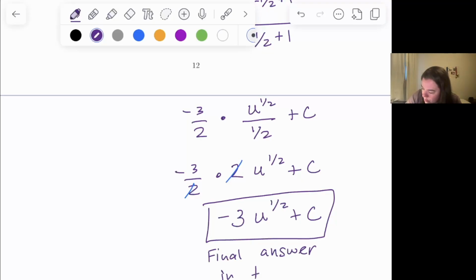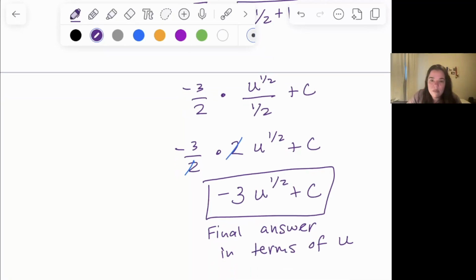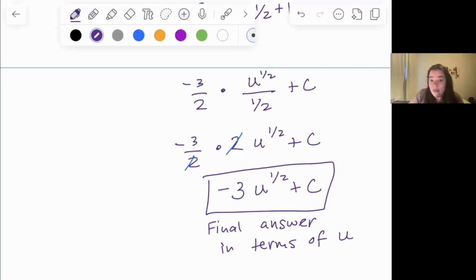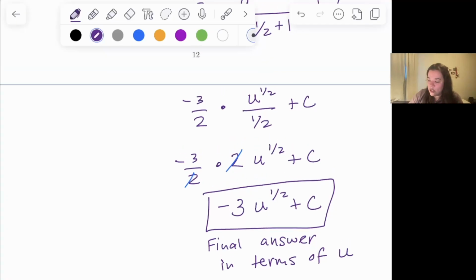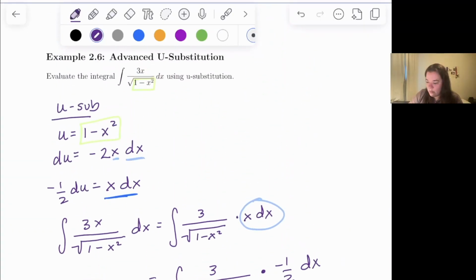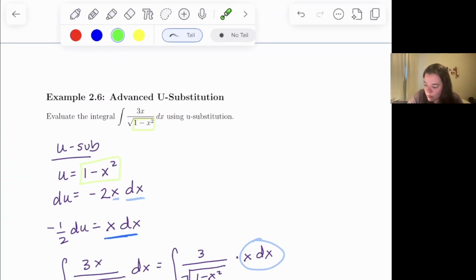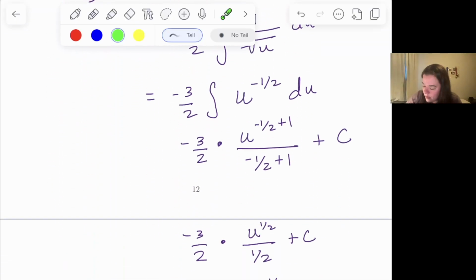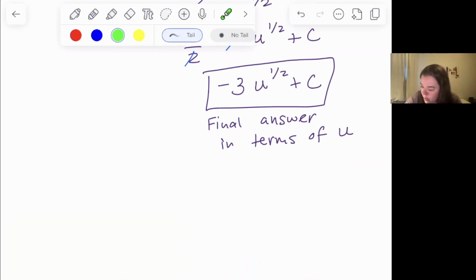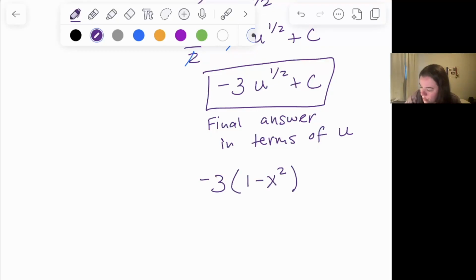But remember, we don't want to give our final answer in terms of u. X gets all the glory. So we need to go back up to our scratch work. Important to have scratch work. Remember that u was equal to 1 minus x squared. So our final answer should be negative 3 times 1 minus x squared to the 1/2 plus c.